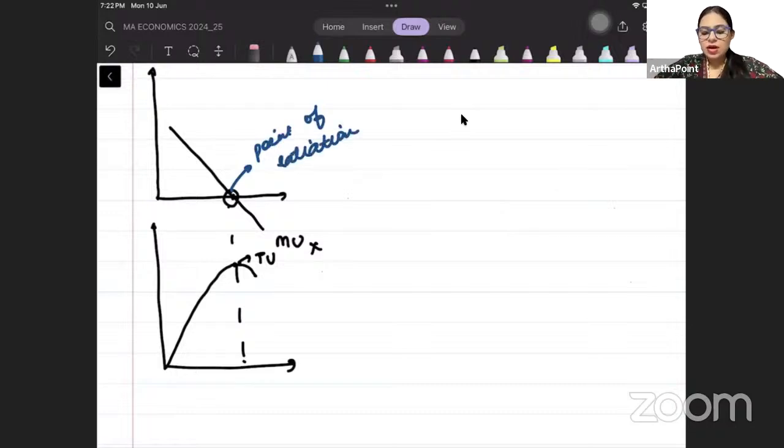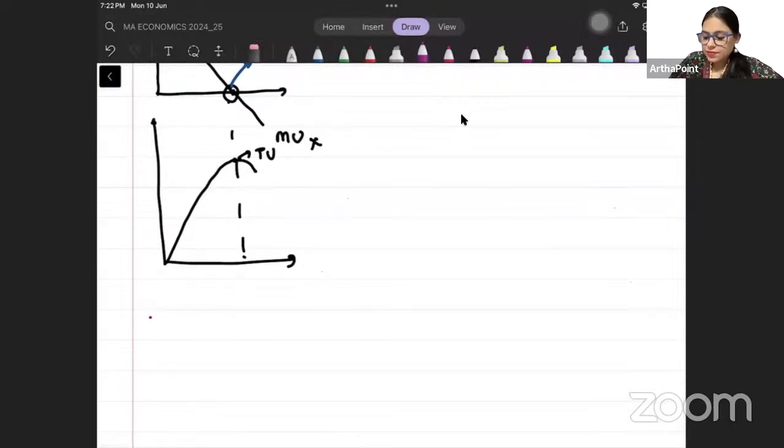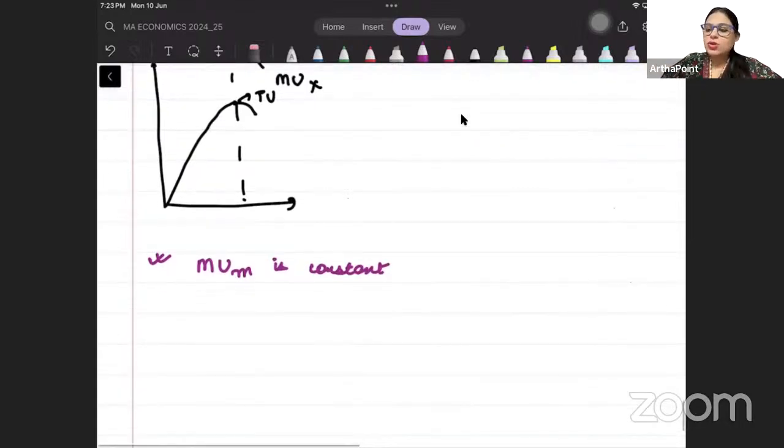Right? But this concept has a lot of limitations. It assumes that the marginal utility of money is constant in the background. Marginal utility of money basically represents the extra utility you get when you get an extra unit of money.